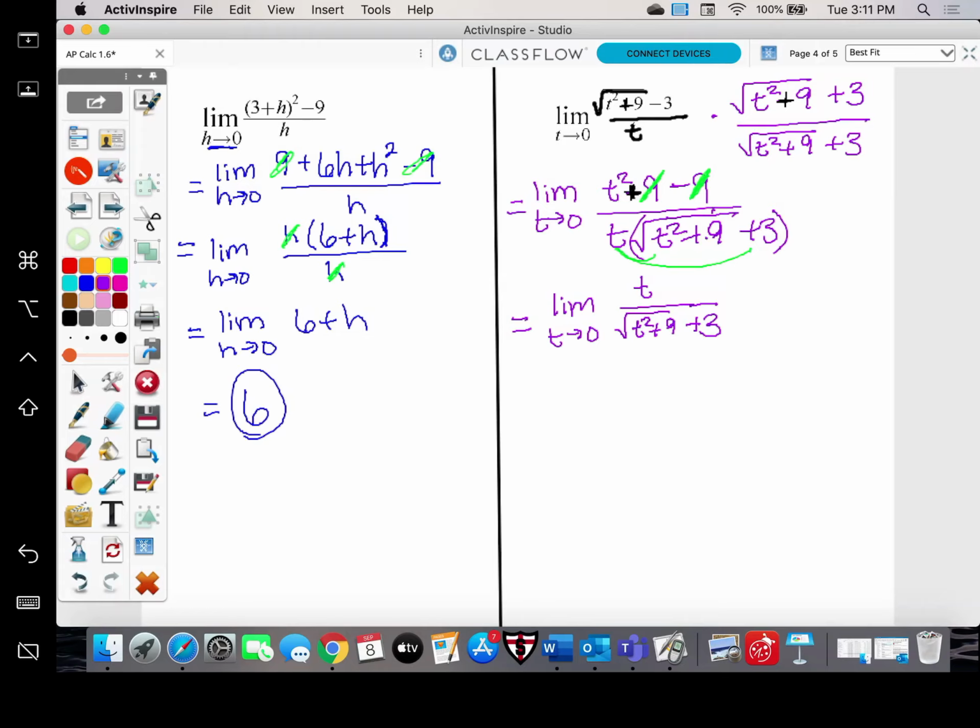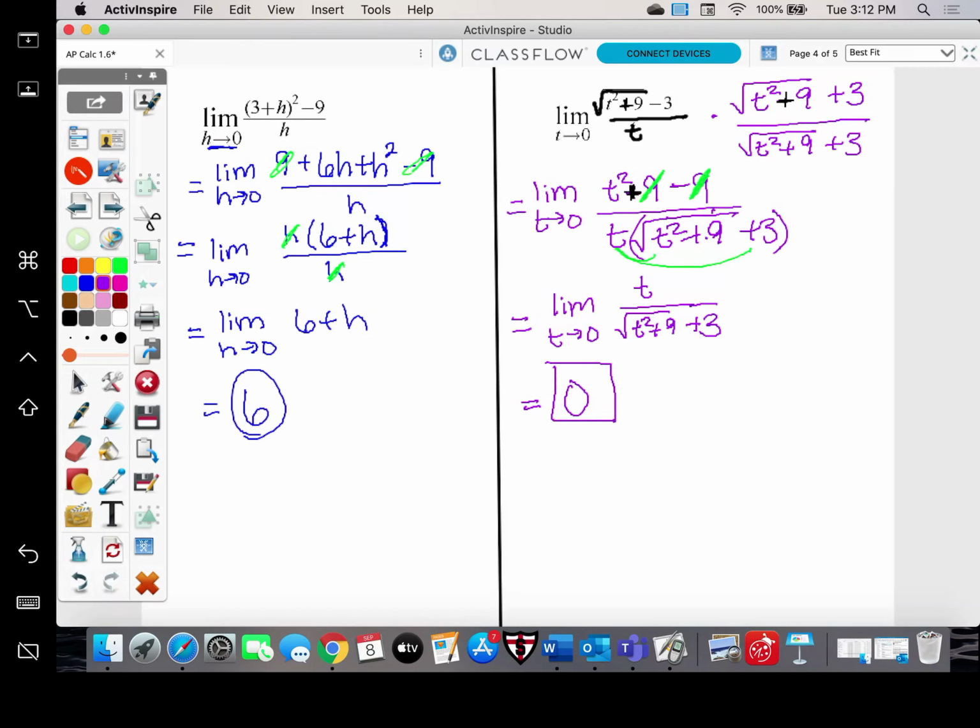Now, direct substitution, try it out again. We shouldn't get anything crazy in the denominator, like division by 0 or anything. So we're going to have 0 over 6, which is just a limit of 0.